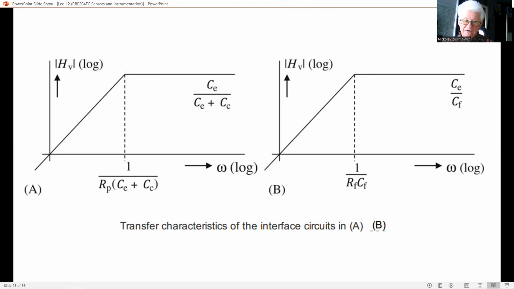For omega times RF times CF many times higher than 1, the voltage transfer is CE over CF. When using a high quality operational amplifier, we can get low offset and low bias current, and the value of the cutoff frequency can be chosen down to 0.01 Hz. A true static measurement of acceleration or force, however, is not possible.